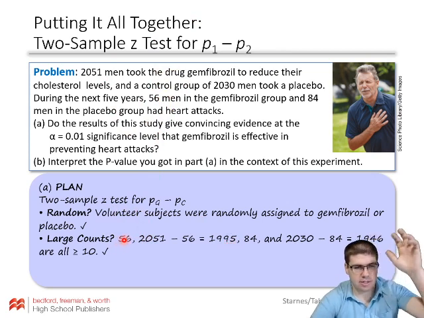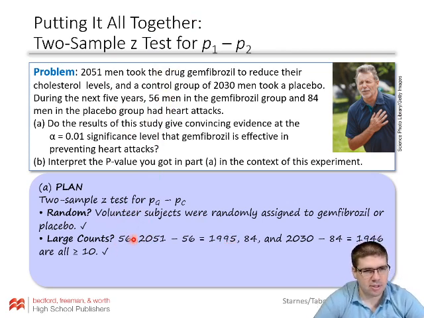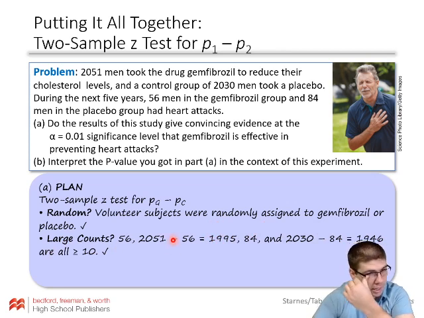By the way, successes here is heart attack, so that's, success is just, yeah, I guess that's not success, but that's what we call it. And then 1,995 didn't have heart attacks, 84, and then 1946. All of those are at least 10.